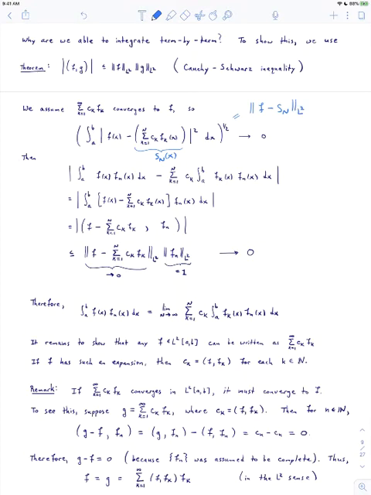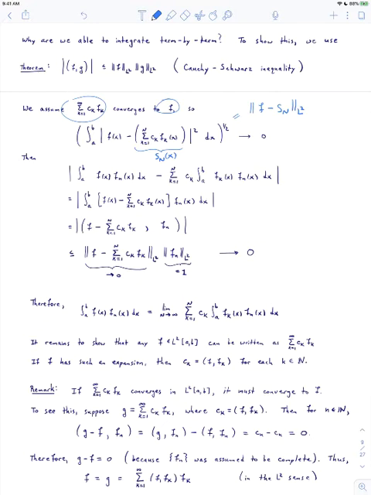That's its L2 norm. Notice I'm not squaring it because there's the square root there. So we're assuming that this goes to 0. That's our assumption. So we're assuming that this series converges to f. So what that means is that this L2 norm, the difference in the L2 norm, goes to 0. That's our assumption.